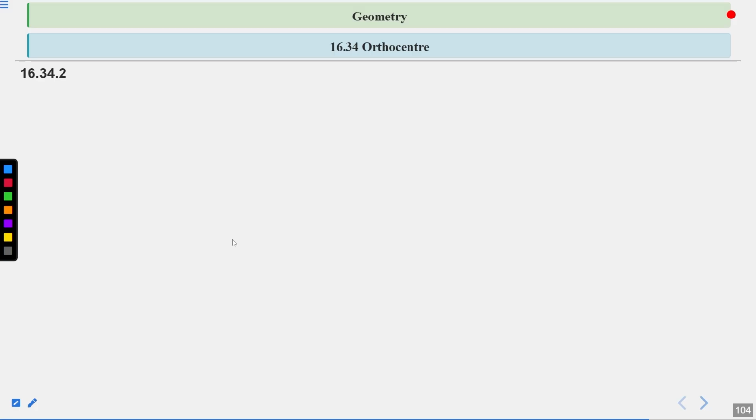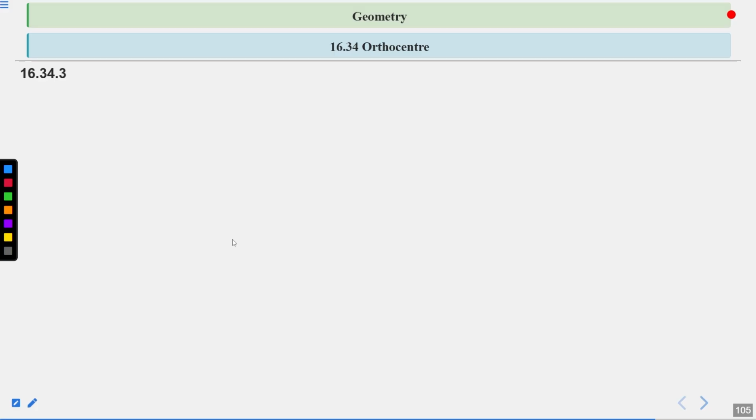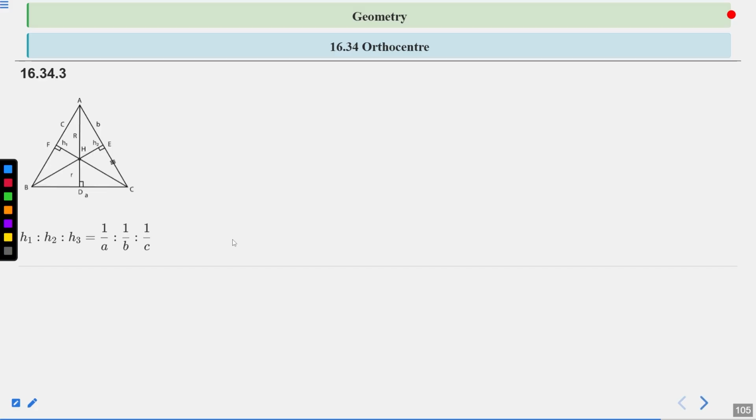Next, the orthocenter. So this is the diagram. So A into H1 equals B into H2 equals C into H3 equals 2 times the area of the triangle, which is constant. Next, related to the orthocenter. So this is the diagram. So the relation between H1 ratio H2 ratio H3 is 1/A ratio 1/B ratio 1/C, where A, B and C are the corresponding sides of the triangle.